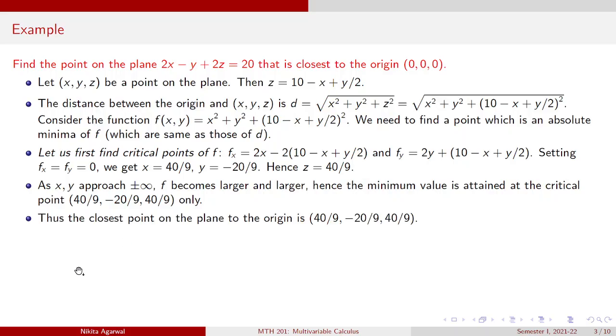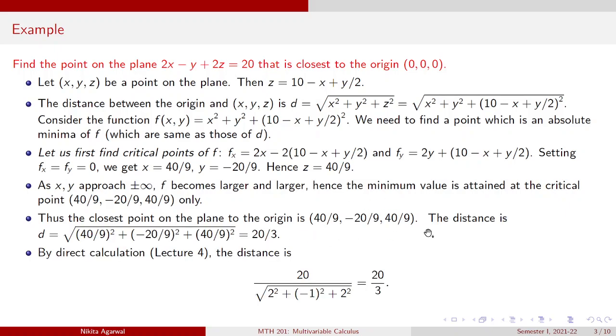So therefore, the closest point on the plane to the origin is given by this point. And what is the distance? The distance between the origin and this point is the square root of x squared plus y squared plus z squared, which gives you 20 by 3. Now by direct calculation from lecture 4, you can also compute the distance, which also comes out of course to be 20 by 3, by using the normal to the plane and so on, right? So this is something that we have seen in lecture 4.